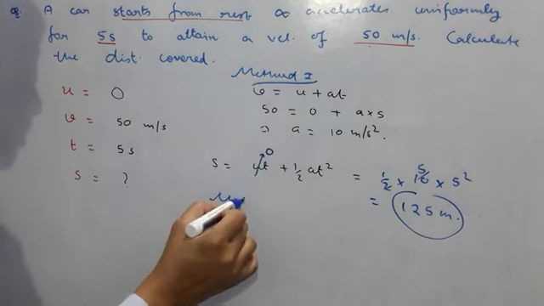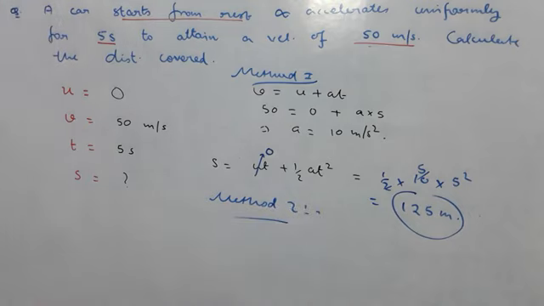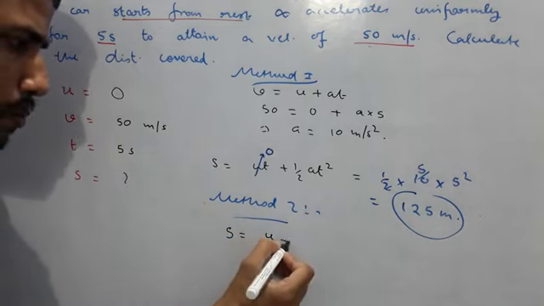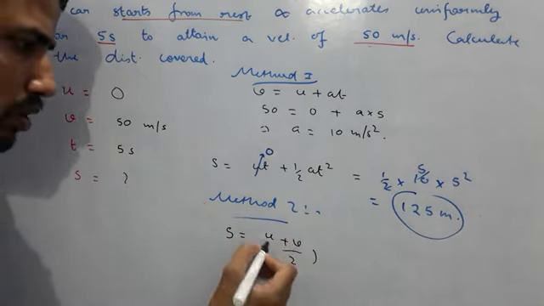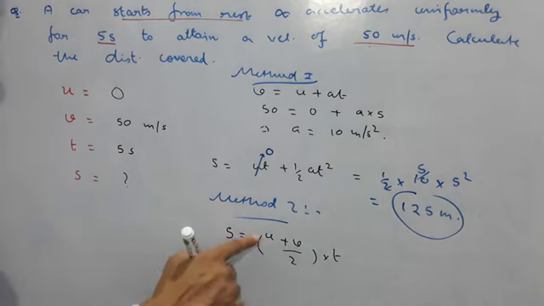Let's try to solve it using the other method, method 2. What we can do here, we can directly use one relation, that is s is equal to u plus v by 2 into t. If you remember, students, I have told you to remember that fourth equation of uniformly accelerated motion which I am using here. If you use this relation, you need not find acceleration. So it will have only one step.